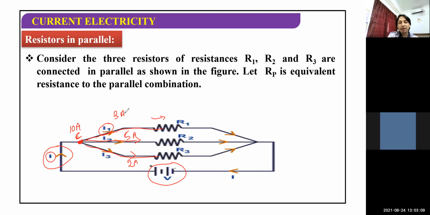So it means I can write a very, very beautiful equation. That equation is I equals I1 plus I2 plus I3. In parallel combination, current divides. This is the result for the parallel combination.